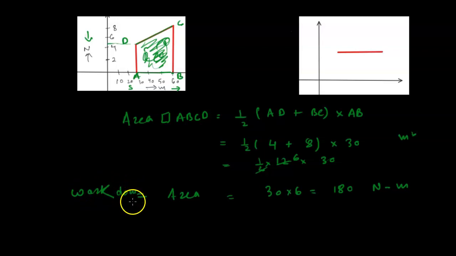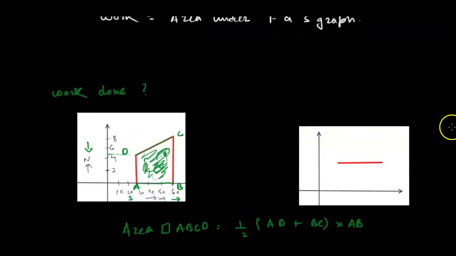Okay, this is the total work done we have got, which is 180 Newton meter, or sometimes we say joule. Instead of writing Newton meter, we can say joule. In the same way, we can solve this one also, but you can see it is not shaded in this case. So we have to shade now.